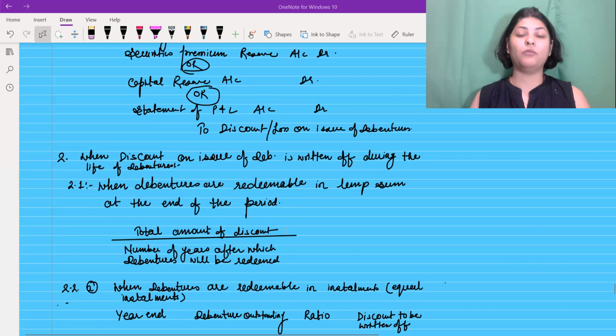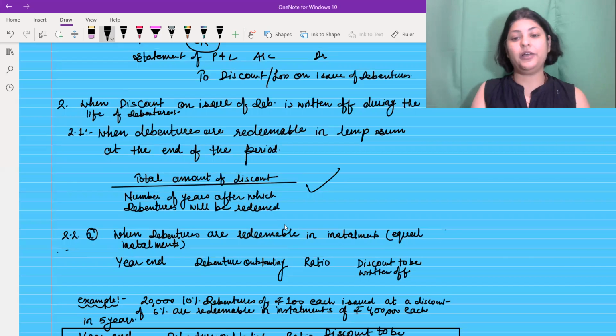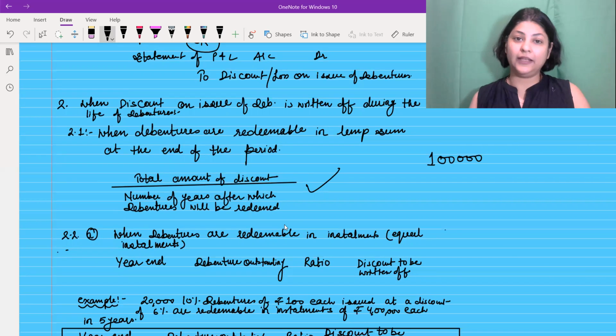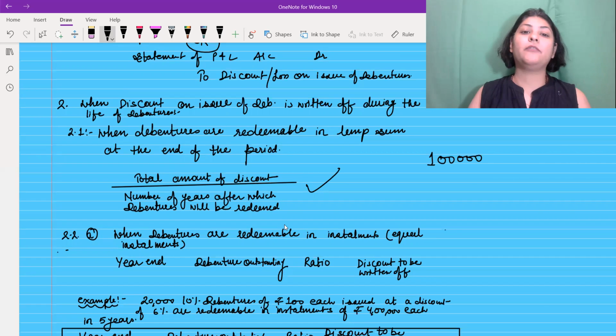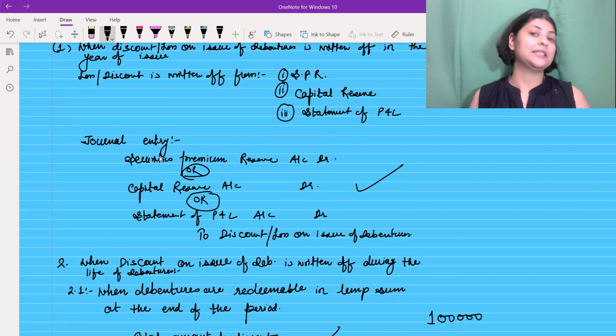Here you can see one formula written over here, the area where I'm putting the tick mark. Total amount of discount divided by number of years after which debentures will be redeemed. For example, the total loss is 1 lakh rupees. So if you are writing off discount on issue of debenture in the year of issue itself, not spreading it over the life of debenture, then you will write off this entire 1 lakh by passing this entry, either this entire entry written over here, or you will use whatever balance is available to you.